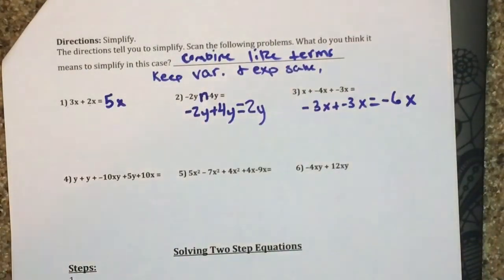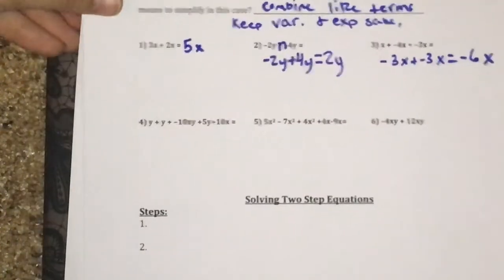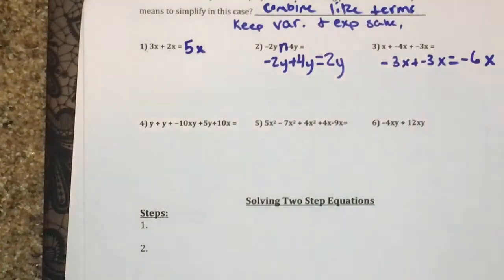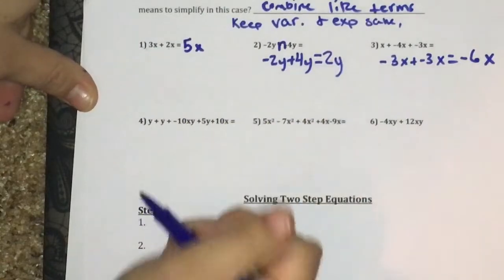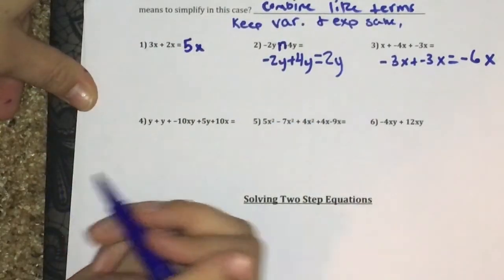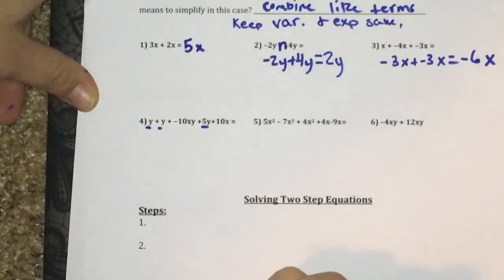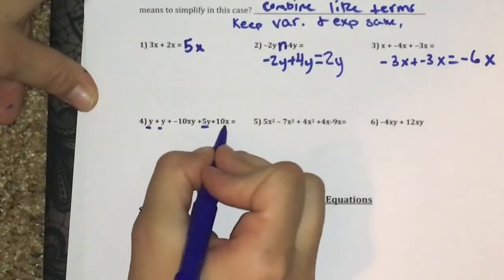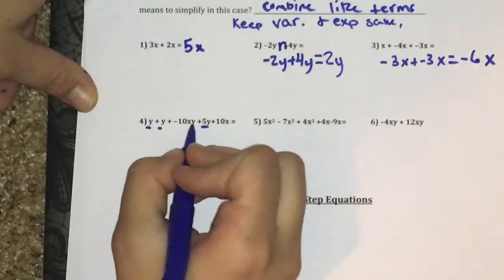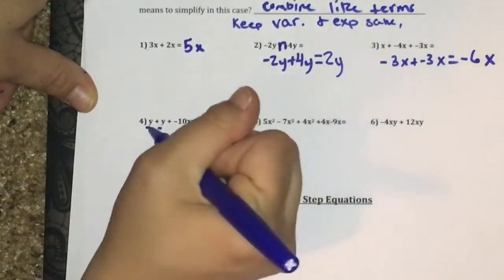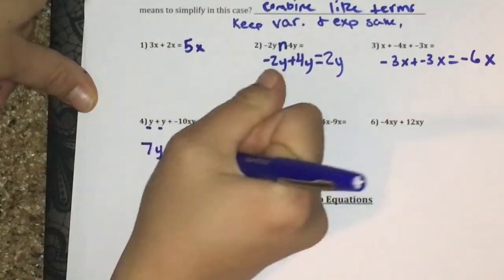Let's go ahead and skip on down to number 4. If you're presented with problems that have more than one set of variables in it, go ahead and identify which terms you can combine. In this case, I can combine anything that has just the y in it. It doesn't look like I can combine anything else because there are no other terms that just have x's in it, and there are no other terms that have x and y in it. So in this case, I can combine y, y, and 5y to get 7y.